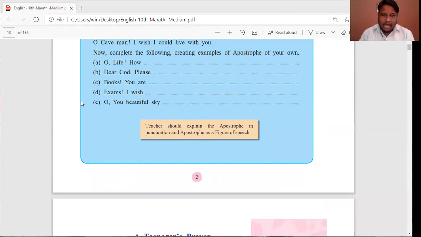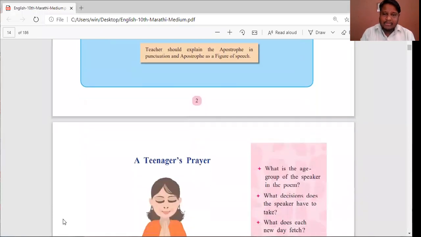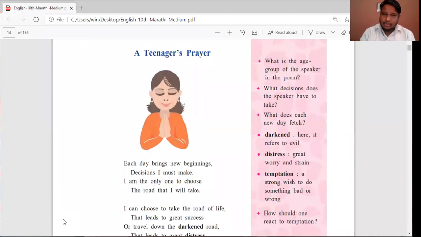Next, now we have to move to our poem, and we have to learn it stanza by stanza. Before that, just read the hard words, the difficult words given in the margin. Darken means refer to evil. Evil means a bad thing. Distress means a great worry and strain, great sadness. Temptation means a strong wish to do something bad or wrong.